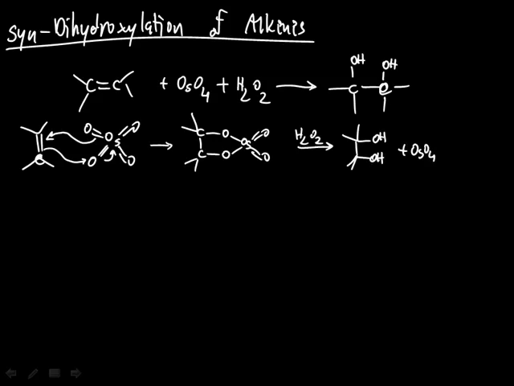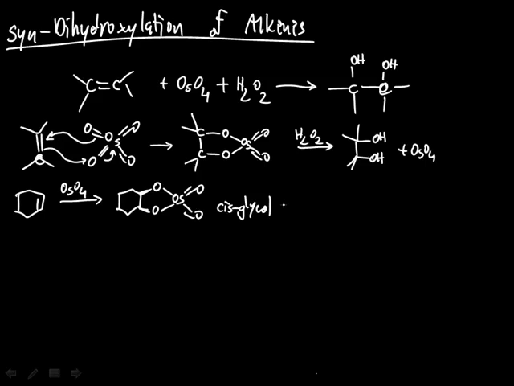If we run this in a cyclic system, well, even in acyclic systems, the reaction proceeds with syn geometry, but in a cyclic system, this gives us a cis diol, which can then be obtained in fairly high yields, about 70%. Okay. This reaction also works with potassium permanganate.